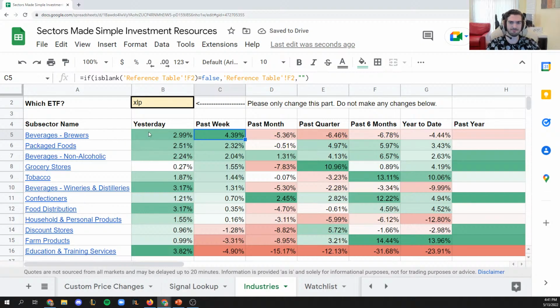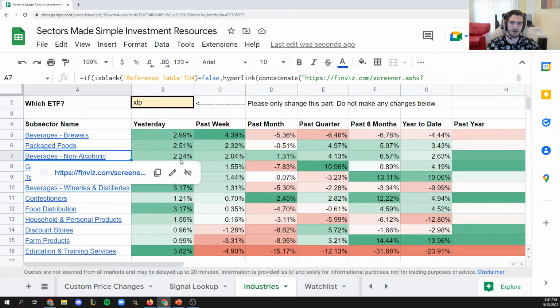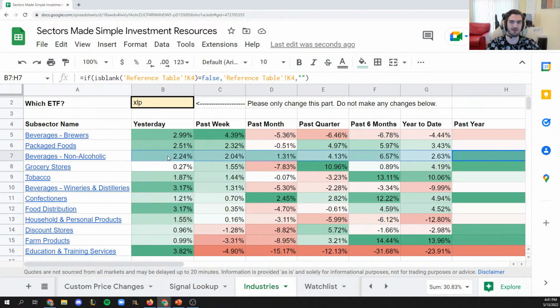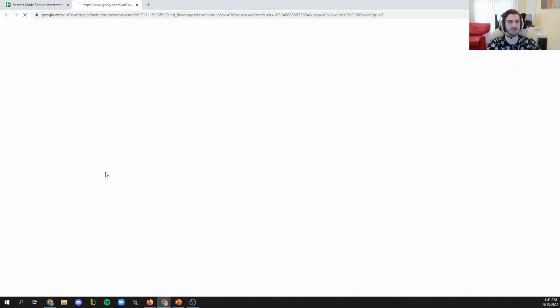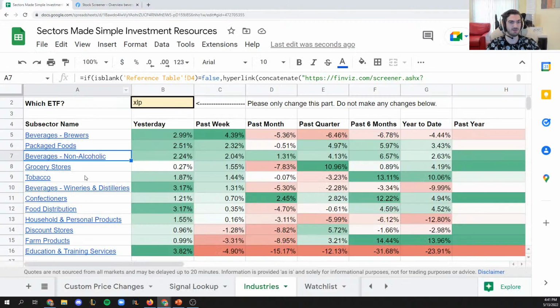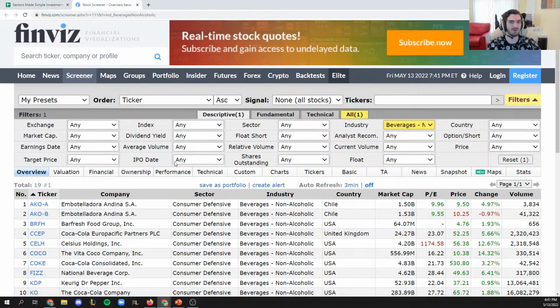Beverages and brewers. Seems to be making a comeback. Down overall, but definitely improving. But non-alcoholic has been performing well, is green for every single period. Let's take a look there. You click right here, and it brings you to the stock screener.